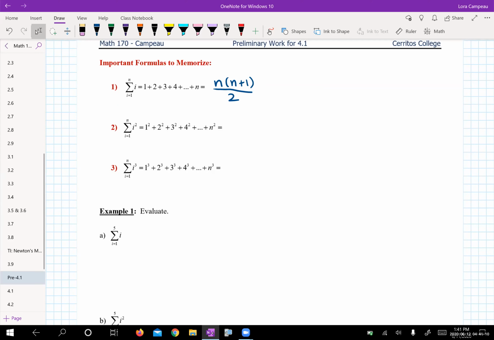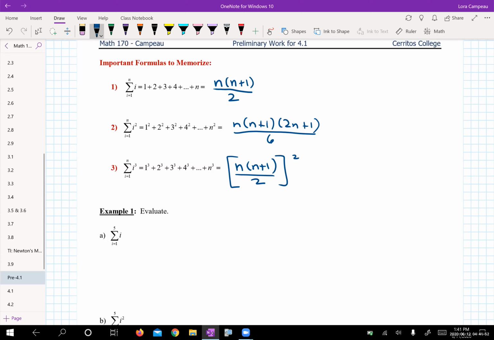There's also the sum of all the squares of integers from 1 until n. That formula is n times n plus 1 times 2n plus 1, all over 6. And then you'll often see the sum of cubes as well. It's very much related to item number 1, n times n plus 1 over 2, except we're going to square it.